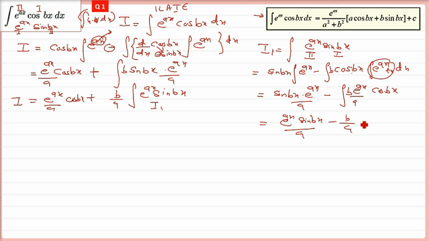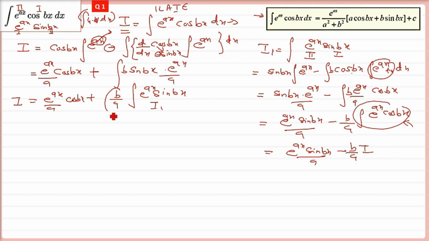But here if you take b by a outside, the inside will be e raise ax cos bx. And what is this? I told you that it is going to be regenerated. It will come again. So this is I only. So let me substitute this as I only. That is e raise ax sin bx divided by a, minus b by a. And this integration of e raise ax cos bx will be I, and there is a b by a also. So let's multiply b by a here only, just to make it clear and not very clumsy.